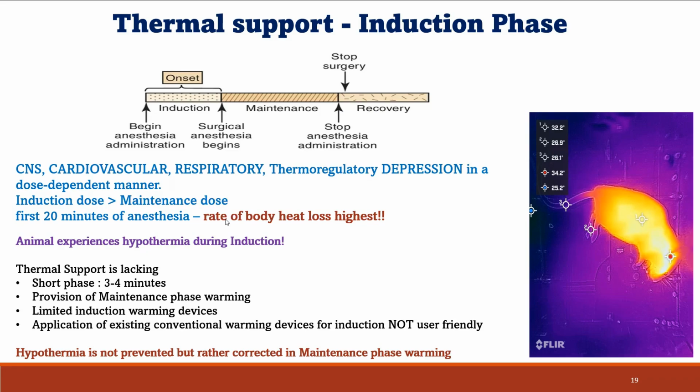So, understanding what we are doing with hypothermia is that we are not actually preventing it, but we are rather correcting it in the maintenance phase period. In order to prevent it, we need to provide animal warming support right from the induction period itself.